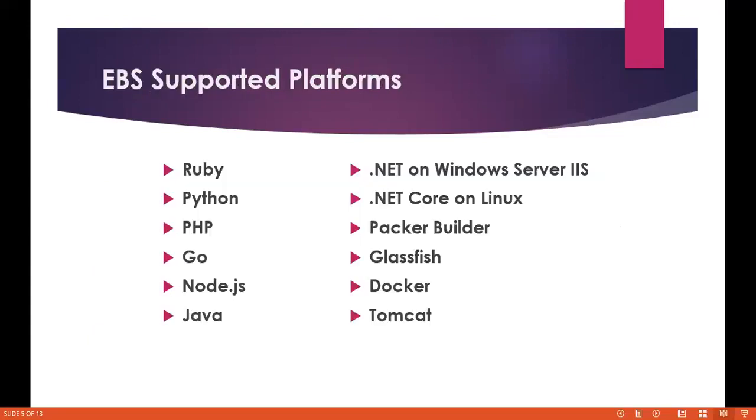Okay. Now, coming to Elastic Beanstalk platforms. Sir, for which language projects is Elastic Beanstalk supporting? Is it supporting only Java, or is it supporting all the platforms? Maximum platforms it is supporting. If your application is Java, Node.js, PHP, Python, Ruby, .NET, Glassfish, Docker, Tomcat, any type of application you can run by using this Elastic Beanstalk platform.